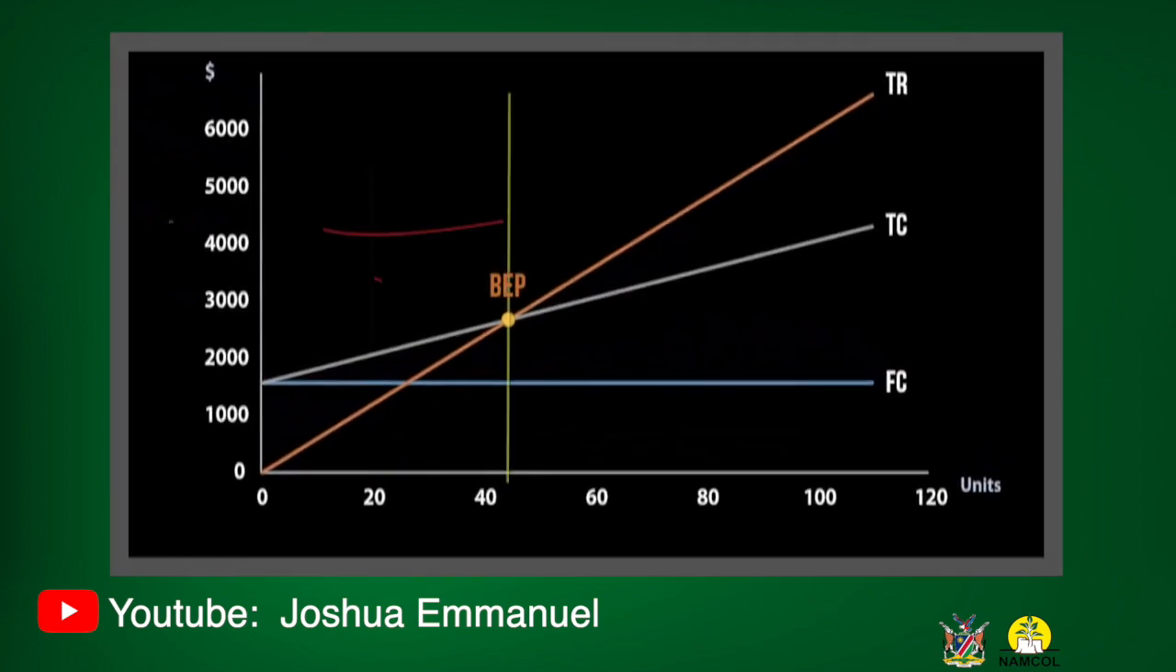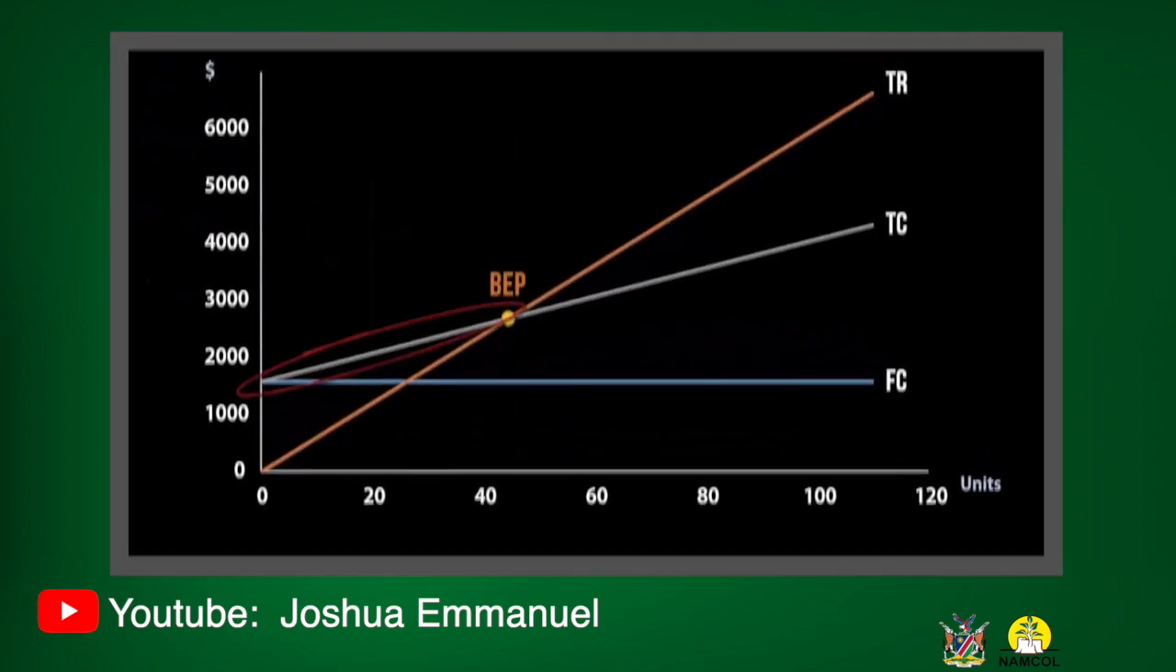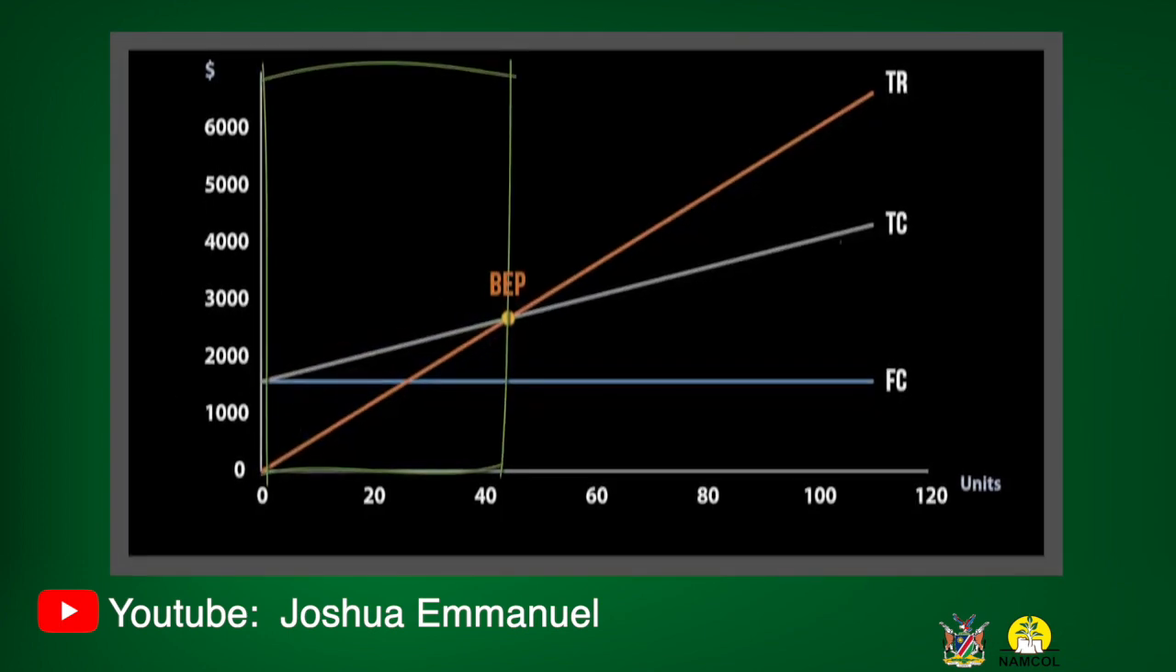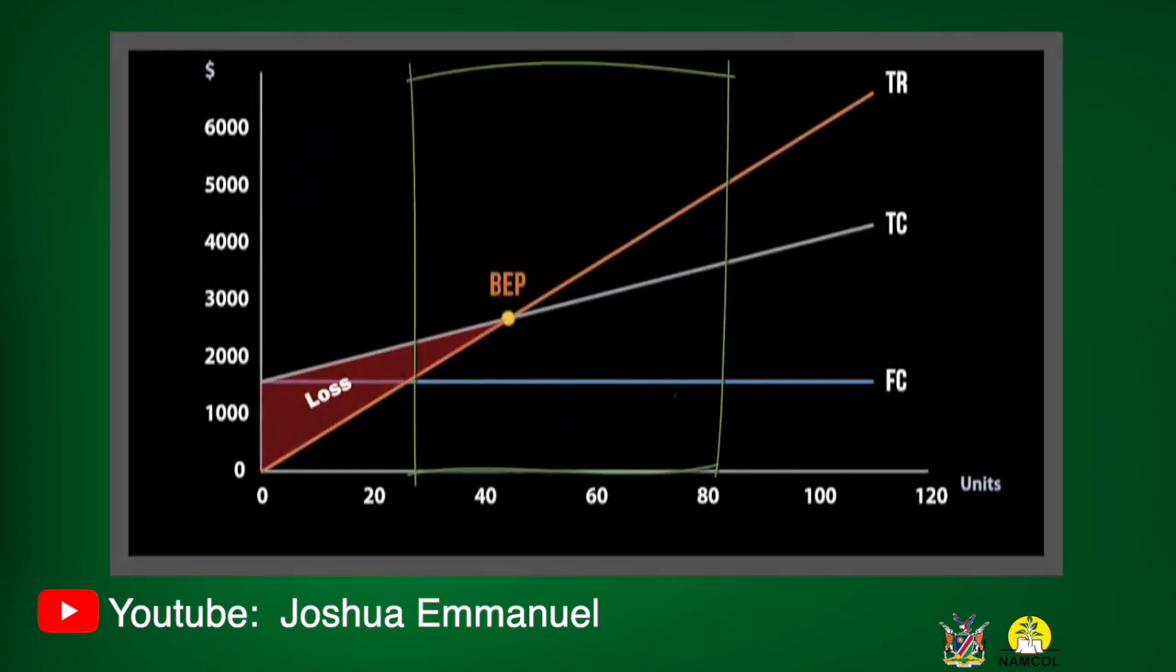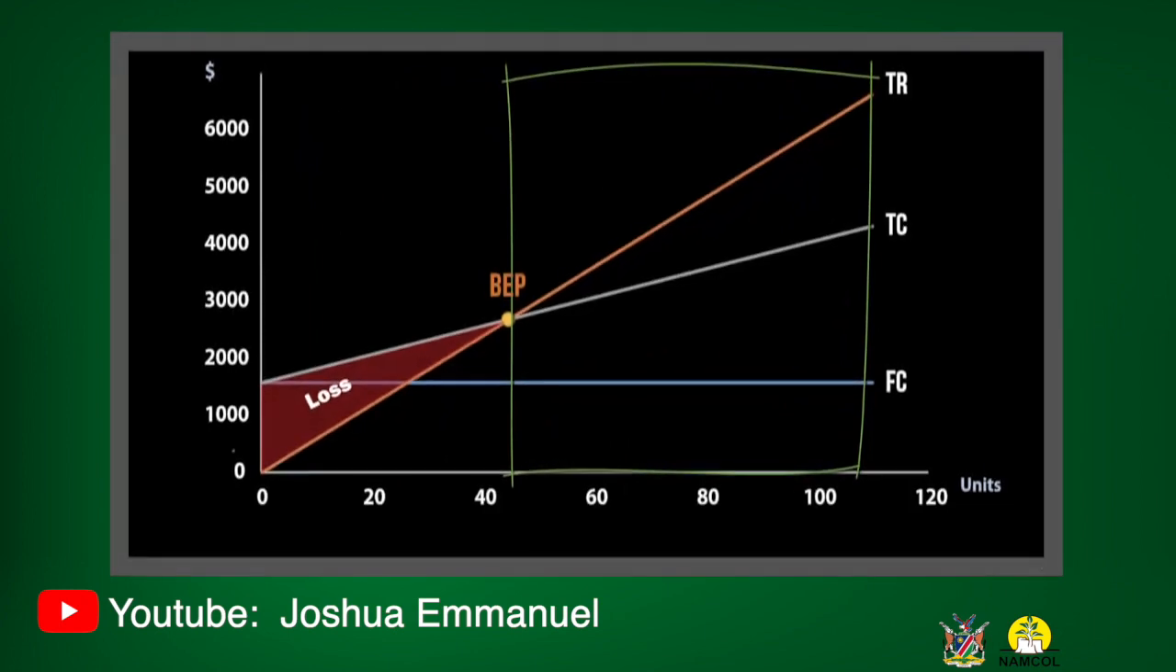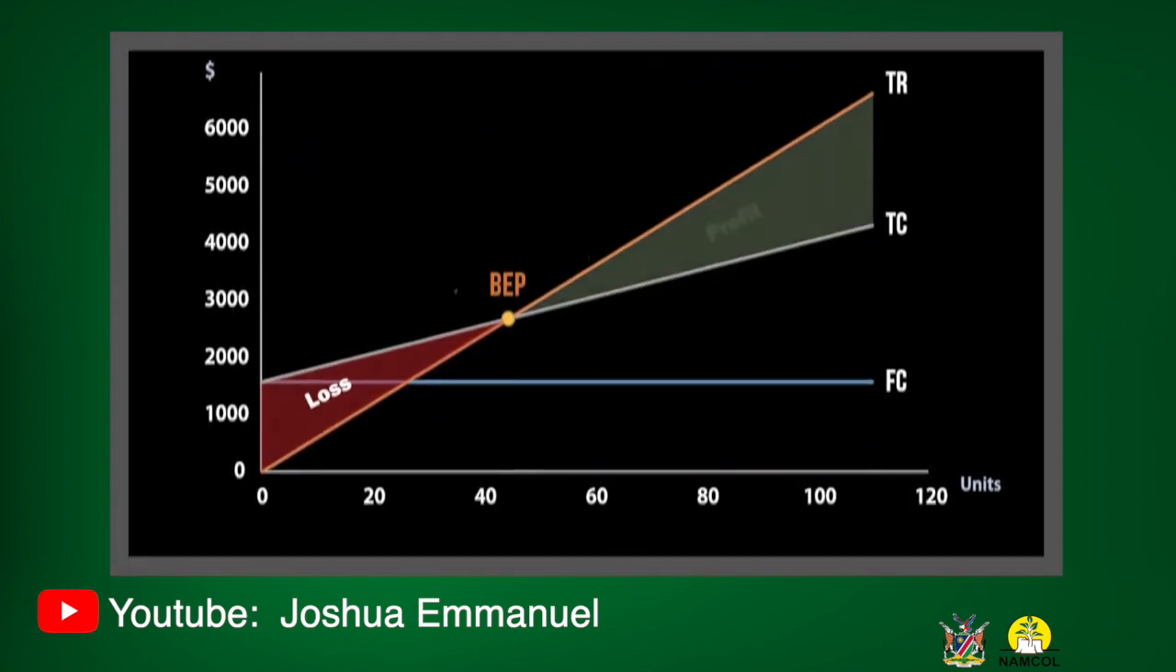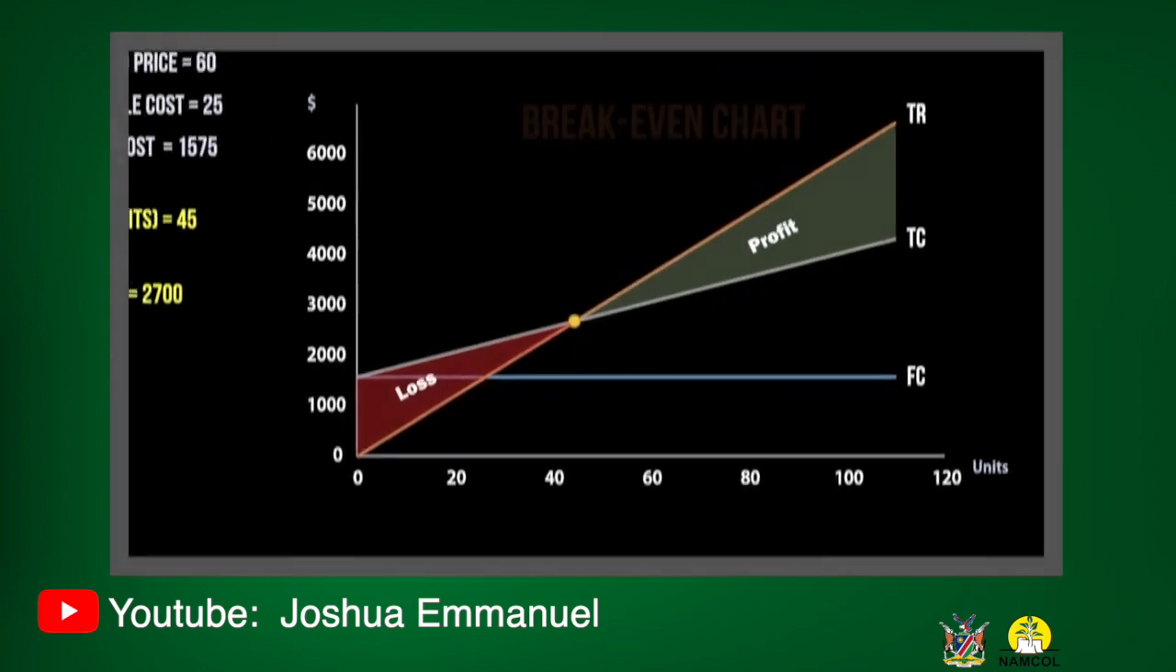Now, before breaking even, the total cost is higher than total revenue. So this region here constitutes losses. And after breaking even, total revenue is greater than total cost. So this region constitutes profit. And that's it. Thanks for watching.